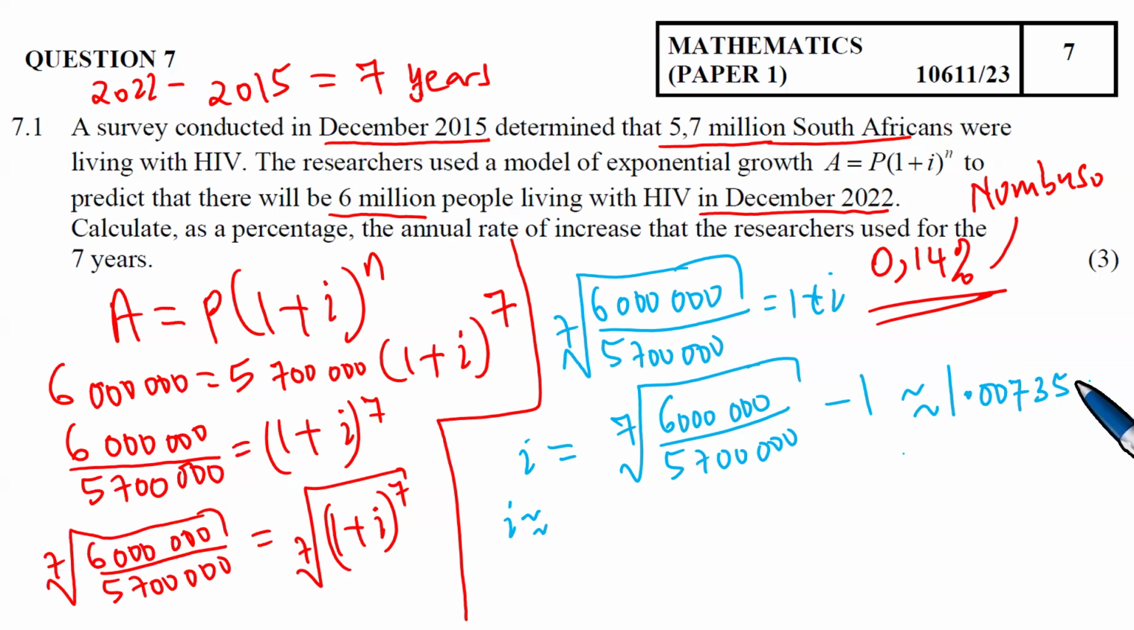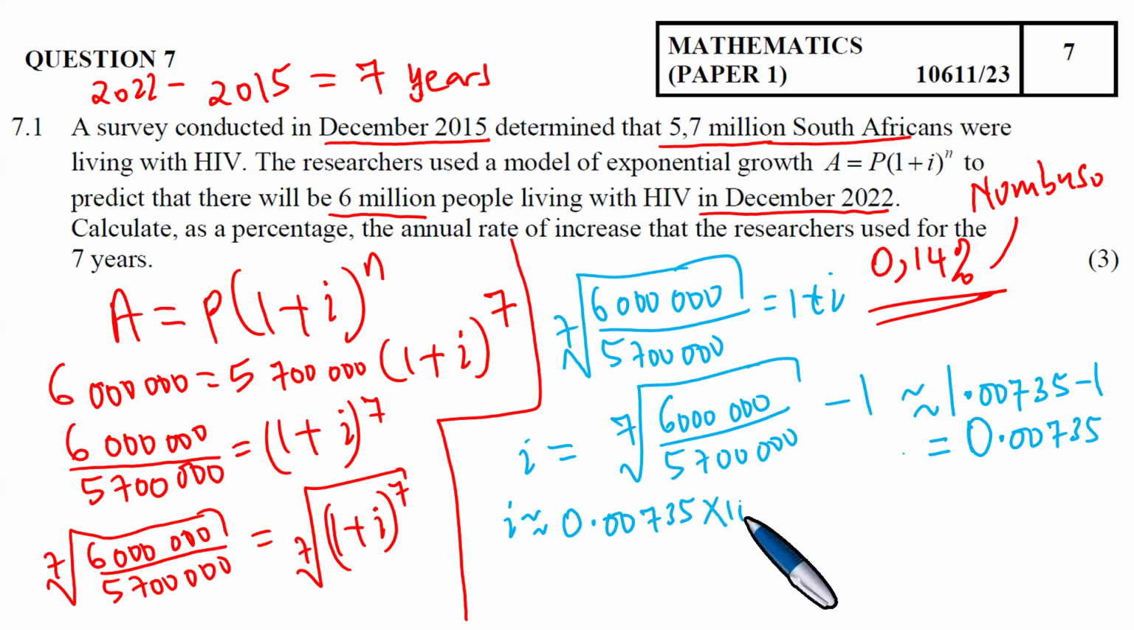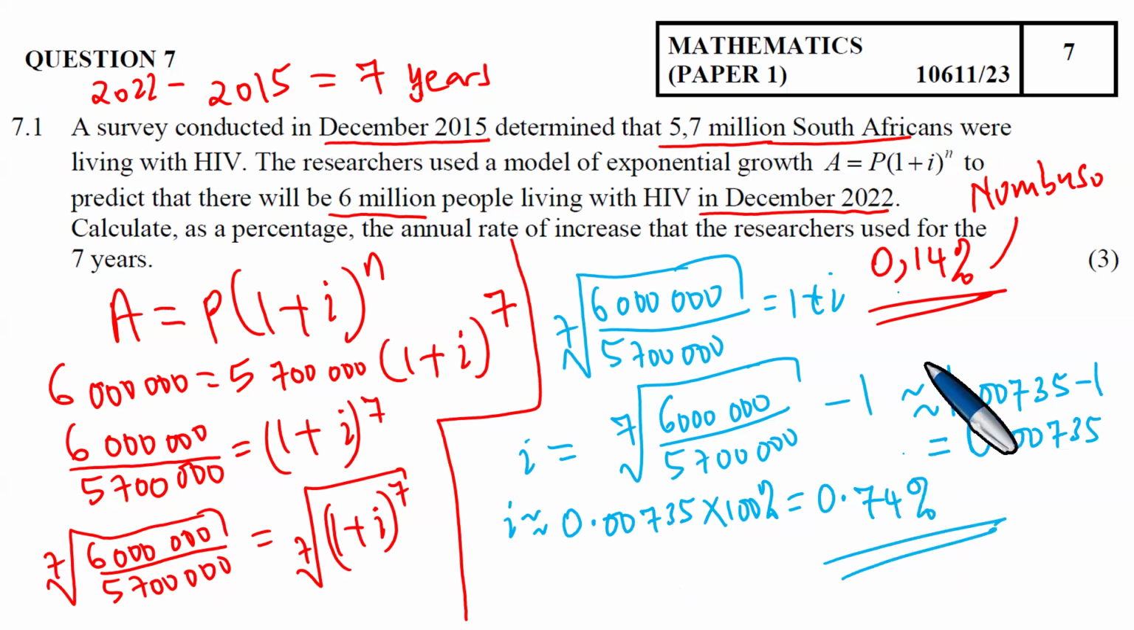Right. Okay. Obviously, here you subtract 1. And if you subtract 1, it's going to be equal to 0.00735. You multiply by 100%. In other words, you have 0.00735, you multiply by 100%. So this is going to move 1, 2 places, which is exactly 0.74, because we're multiplying by 100%, which is 0.74%. Any questions? So the answer must be 0.74%.